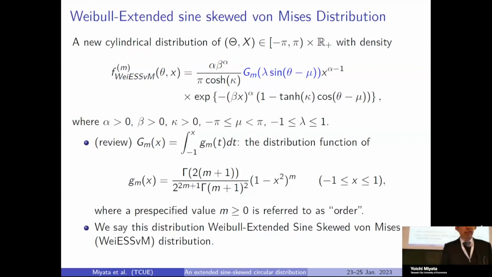We propose a new cylindrical distribution of random variables theta and x with density defined by this expression. Alpha, beta, kappa, mu, and lambda are parameters. We call this distribution a widely extended sine-skewed von Mises distribution.